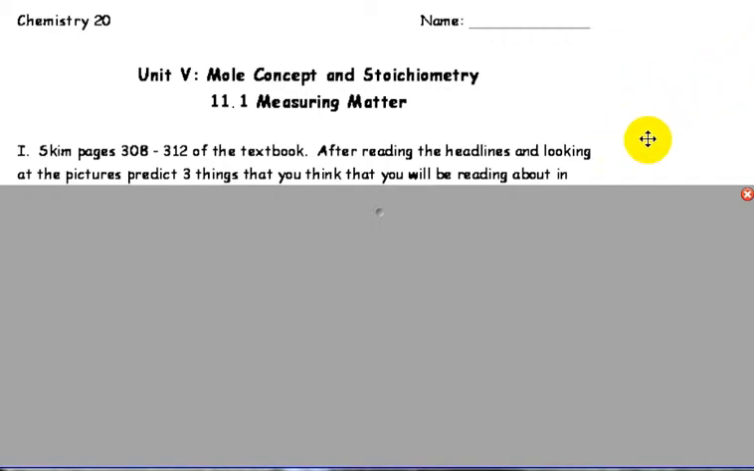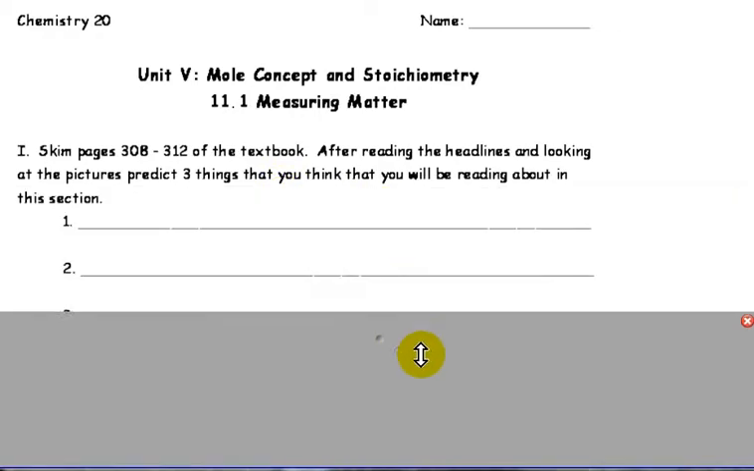This is the 11.1 booklet. So this is the booklet to help you complete all of the assignments that you have for FC2. And it corresponds to pages 308 to 312 of the textbook.